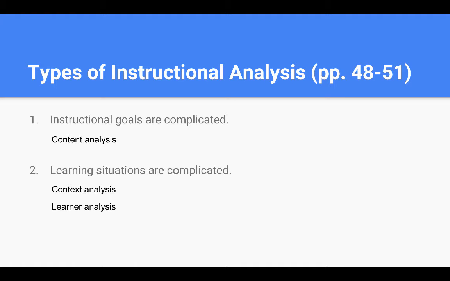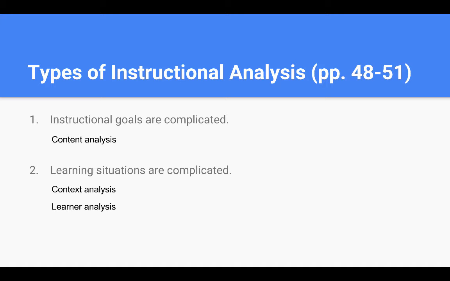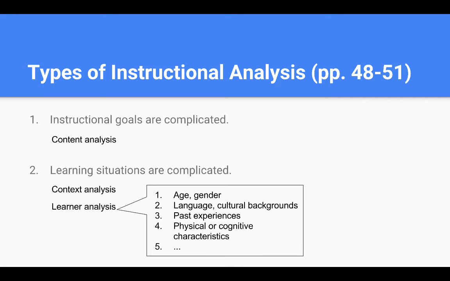To sum up, we've talked about 3 types of instructional analysis. Context analysis, which should be done first, is to gather the basic information about the instructional design project, the learning environment, and the application context. Learner analysis is to help us understand our audience so that we can plan and develop instruction that is appropriate for their needs, their interest, and their readiness levels.